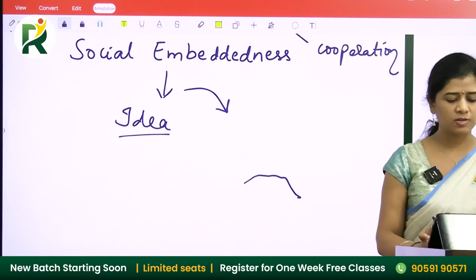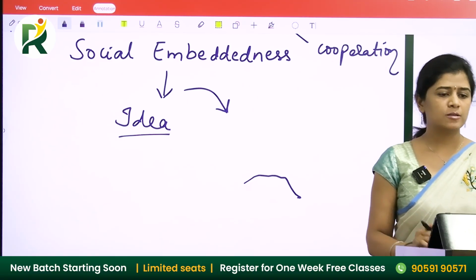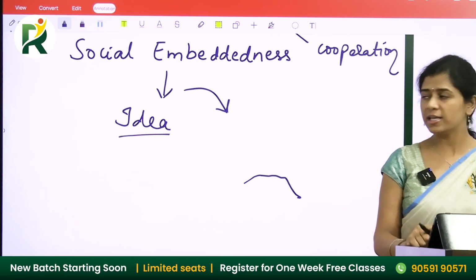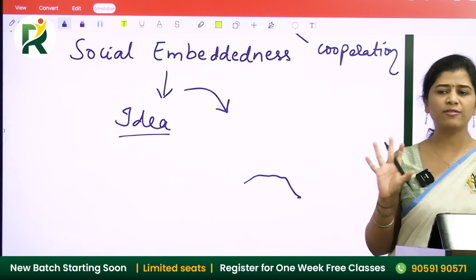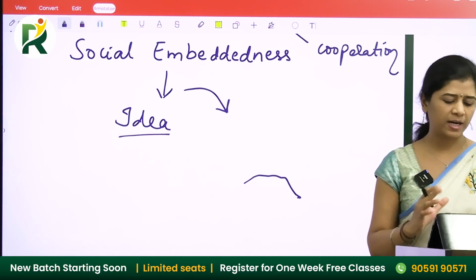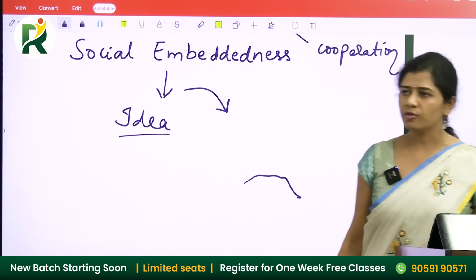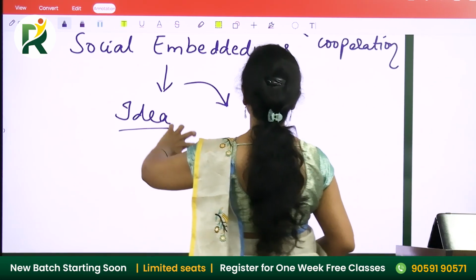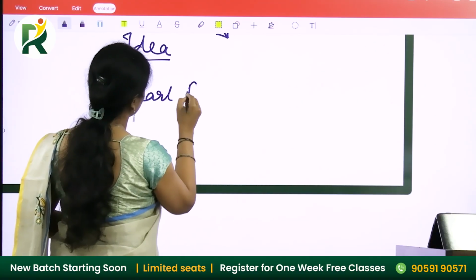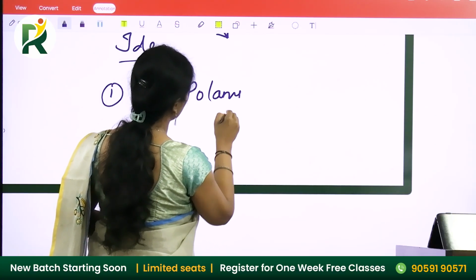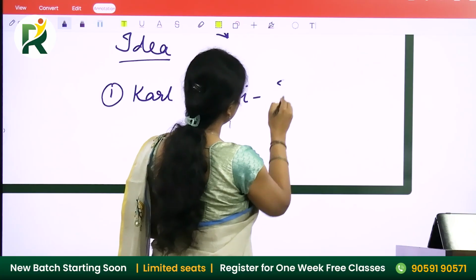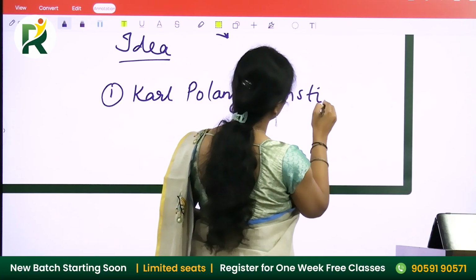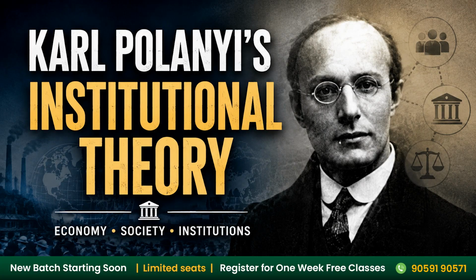We will be seeing this term in our sociology classes, but in today's class I have just given you a brief idea about what social embeddedness is. Okay, so we have two sociologists. Whenever I mention sociologists, please note it down. Karl Polanyi is a sociologist who has coined this term, and he relates this concept to institutions.